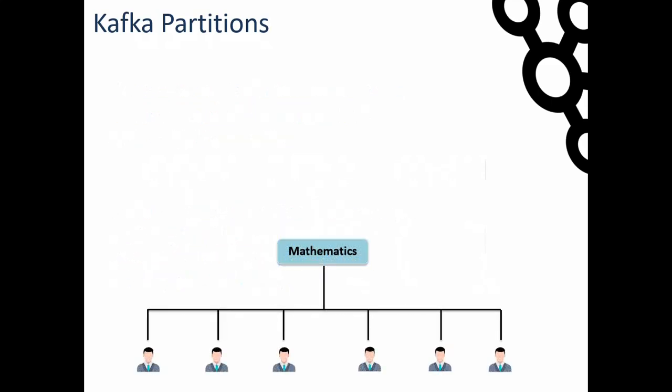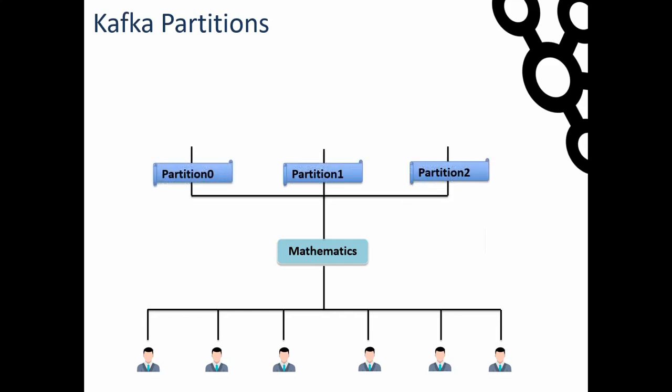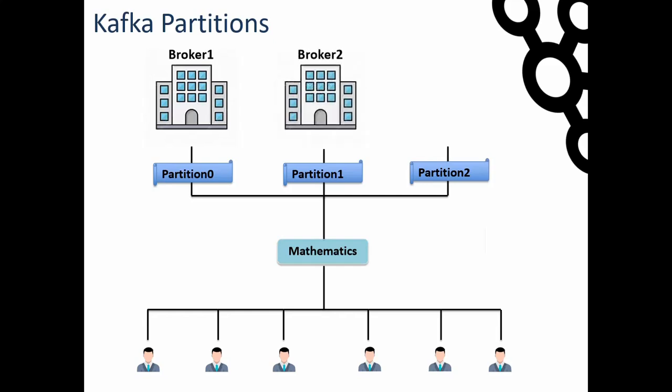Example: the mathematics topic is split into 3 partitions. Partition 0, stored in Broker 1, evaluating the first batch of math papers. Partition 1, stored in Broker 2, evaluating the second batch of math papers. Partition 2, stored in Broker 3, evaluating the third batch of math papers. Each broker, or exam center, processes its assigned batch independently and in parallel, making the system faster and more scalable.